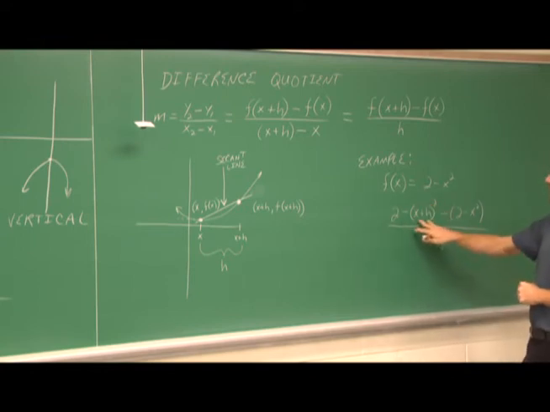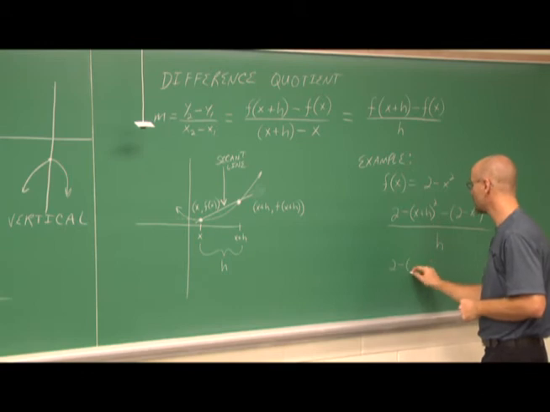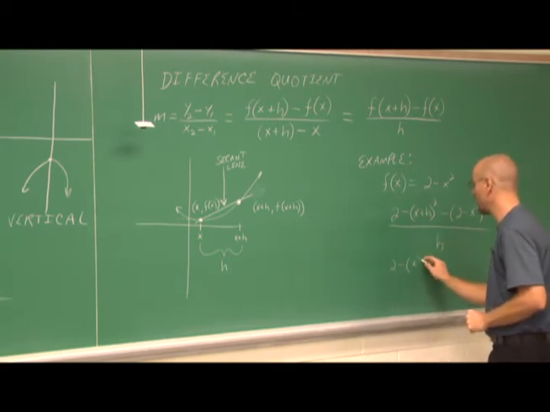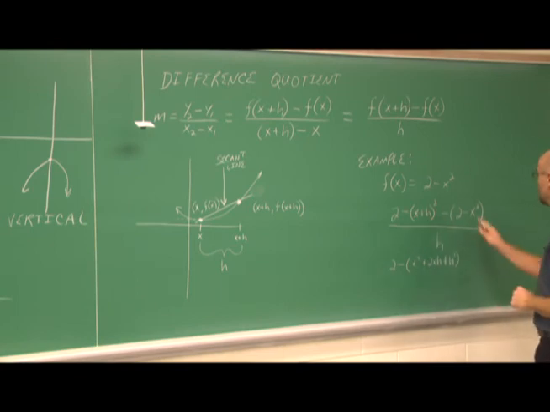Now, if I simplify this, I have to FOIL this quantity out, right? So if I FOIL that out, I'm just going to write here 2 minus, FOIL this out, I get x squared plus 2xh plus h squared. That's what I get when I FOIL this. And this value, I need to distribute the negative: minus 2 plus x squared. Negative 2, negative x squared. That changes the sign of here to give me x squared, all over h.